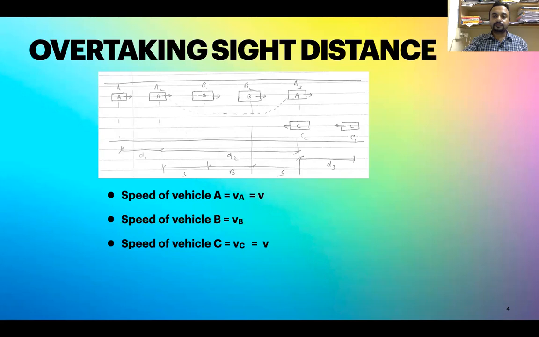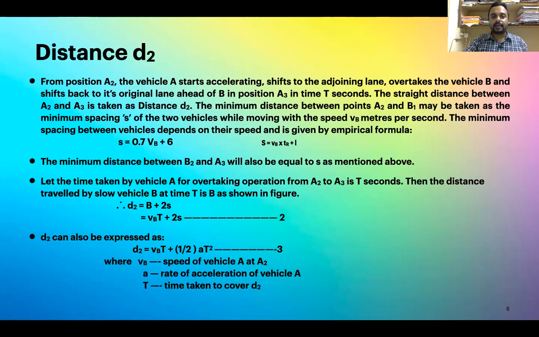Okay, so what is that particular distance S? This is given by an empirical formula, and the formula to obtain S is 0.7 VB plus 6. Capital VB, when we are writing capital V, that means in kilometer per hour. S will be in meters. You will now be confused. You will be thinking how S will be in meters if V is in kilometer per hour. That is why I have given you one separate equation. See here, in this equation, S is written as VB into TR plus L. We are writing it as small VB. Okay, small VB means in meter per second.